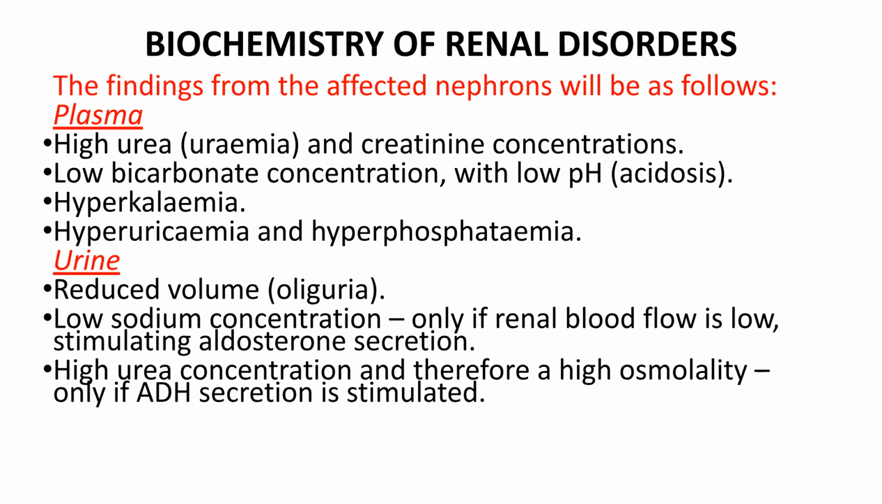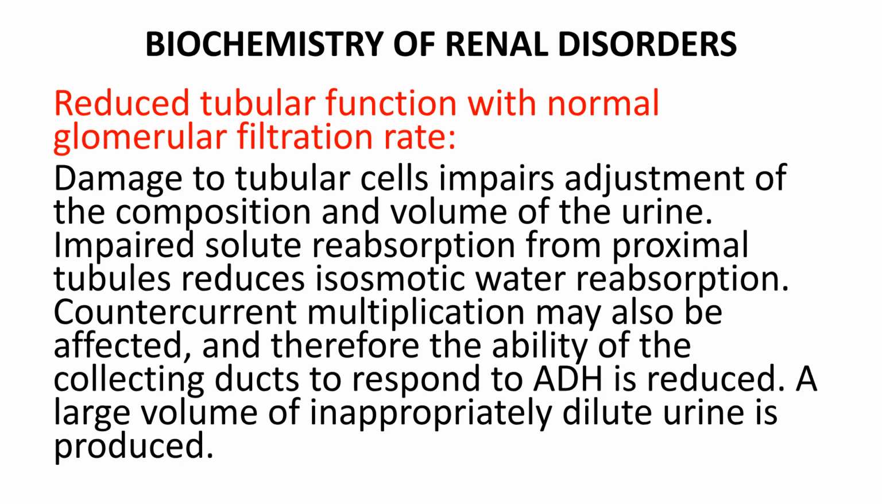If a low GFR is coupled with low renal blood flow, systemic aldosterone secretion is maximal, leading to near-complete sodium reabsorption. Increased ADH secretion causes water to be reabsorbed in excess, reducing urine volume and increasing osmolality. The findings in affected nephrons with reduced GFR and normal tubular function include high plasma urea and creatinine, metabolic acidosis, hyperkalemia, and hyperuricemia. Urine volume is reduced, a low sodium concentration may be present if blood flow is low, and high osmolality may occur if ADH is stimulated.